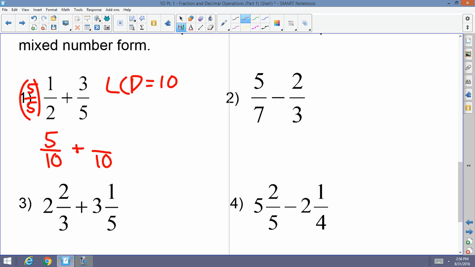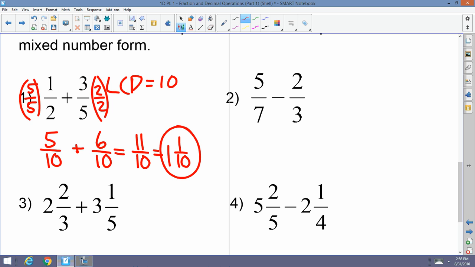3/5. How do I get that 5 to 10? What did I multiply to that 5 to get to 10? I multiplied by 2. So I have to multiply 2 to both the numerator and the denominator, giving me 6/10. Now I have the common denominator. Now I can add. 5/10 plus 6/10 is 11/10, which will equal 1 1/10 as a simplest mixed number form.